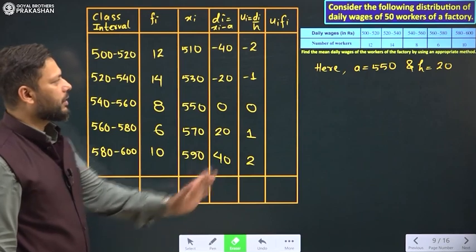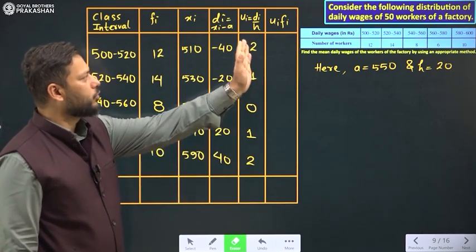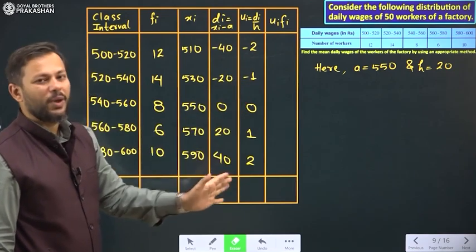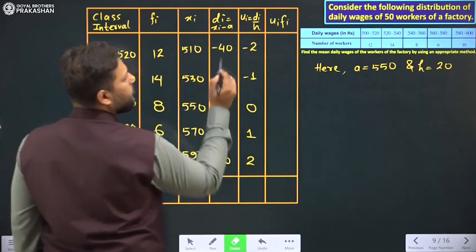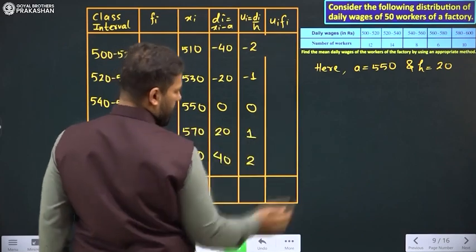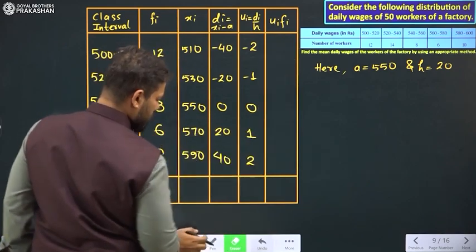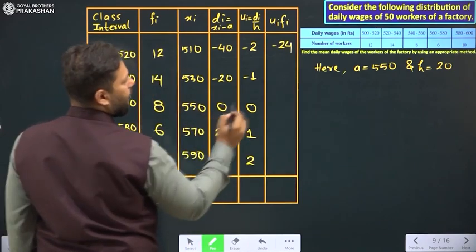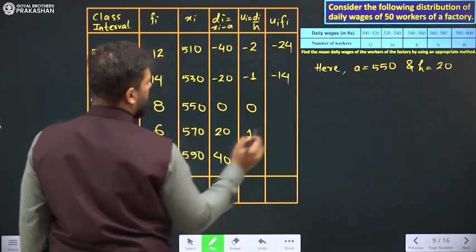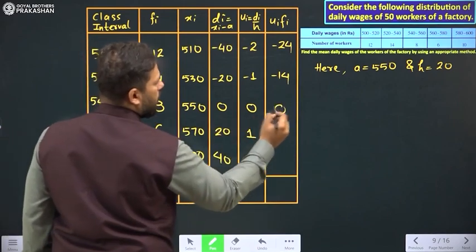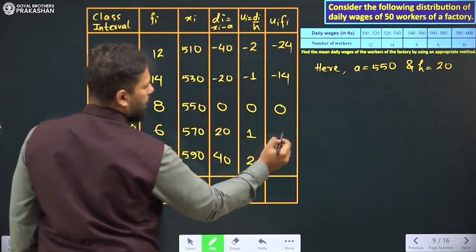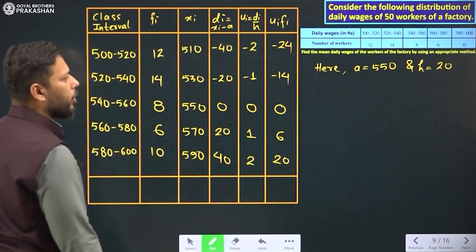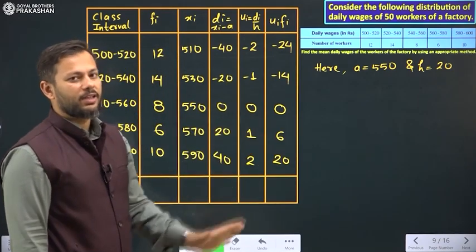Now is the time to multiply this Ui with Fi. And now you can see that the product becomes very easy. What is 12 times minus 2? It is going to be minus 24. What is 14 times minus 1? It is minus 14. What is 8 times 0? 0. What is 6 times 1? 6. What is 10 times 2? 20. So we also have UiFi with us.